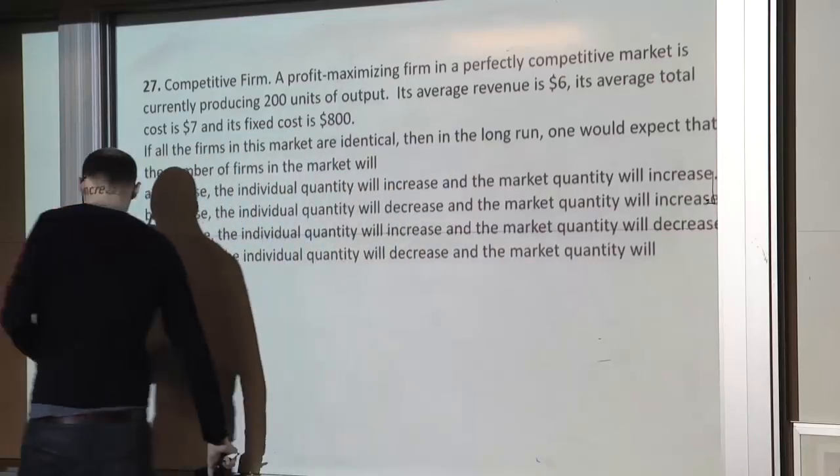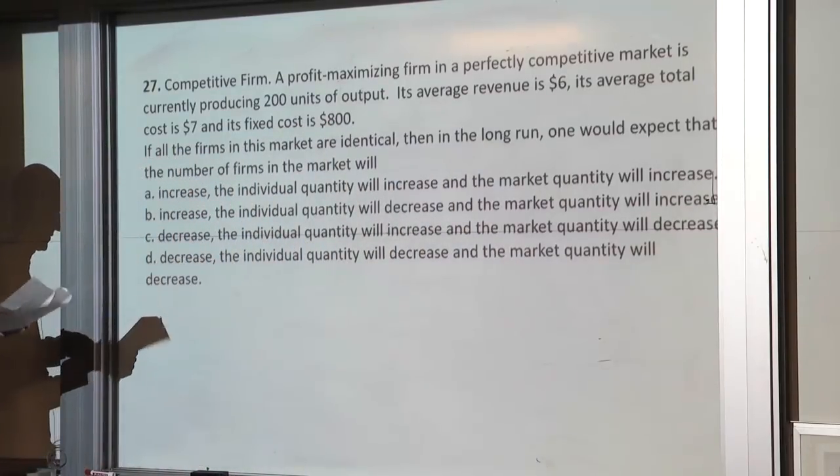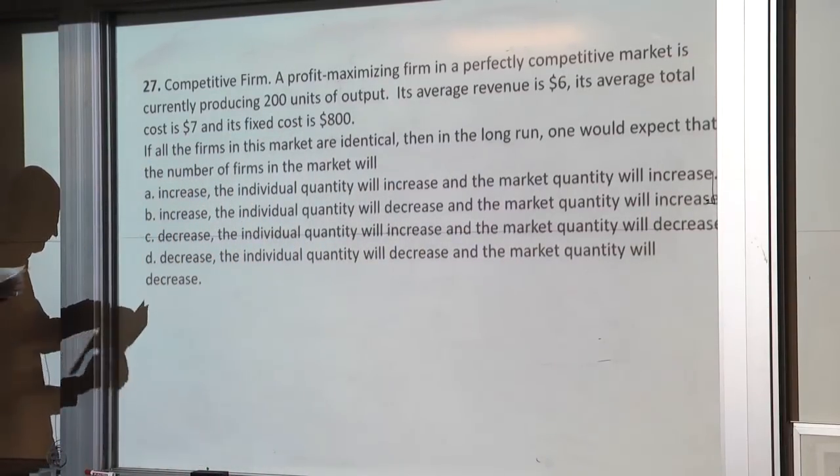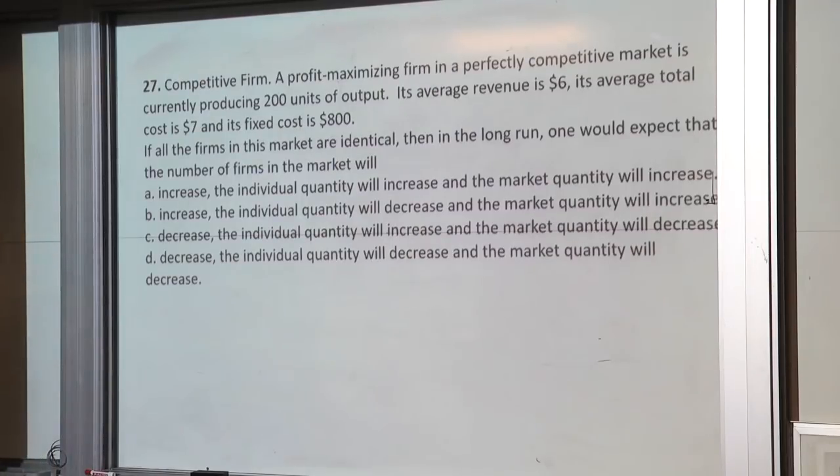So for 27, we have a competitive firm, a profit maximizing firm in a perfectly competitive market, currently producing 200 units of output. Its average revenue is $6, its average total cost is $7, and its fixed cost is $800, okay?